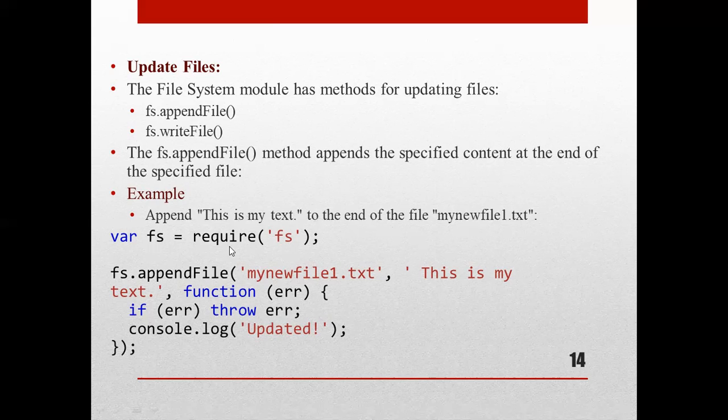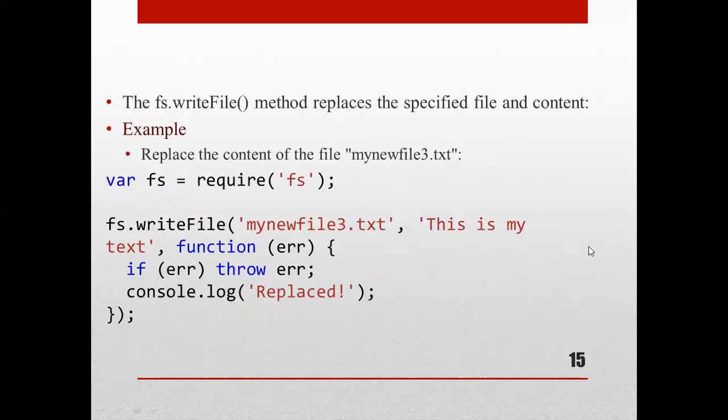First we have to import the fs module, then use the fs.appendFile method. Inside the brackets give the path name or the file name, and write the data to be appended here, this is my text, and a function, that is the callback. Inside it, if error, throw that error, otherwise print that file is updated. So this is the example for updating a file. For updating a file use methods like fs.appendFile or fs.writeFile. Similarly, see the example for writing a file using the fs.writeFile method.